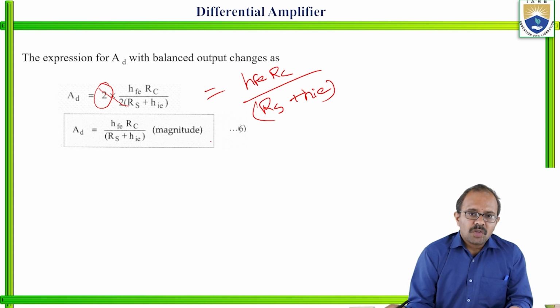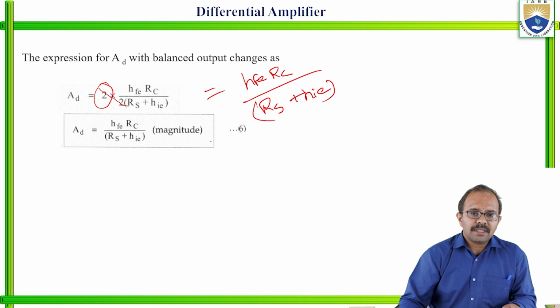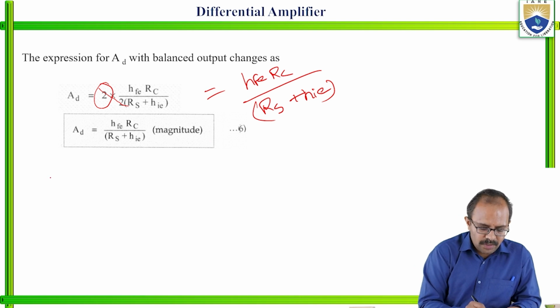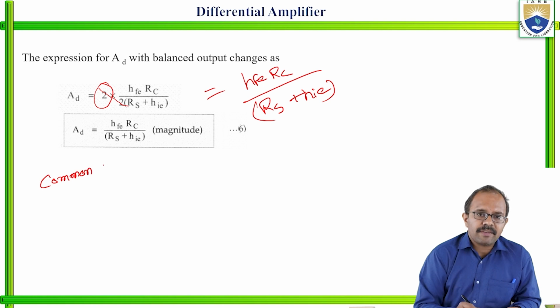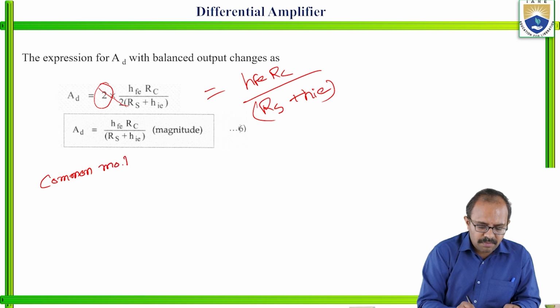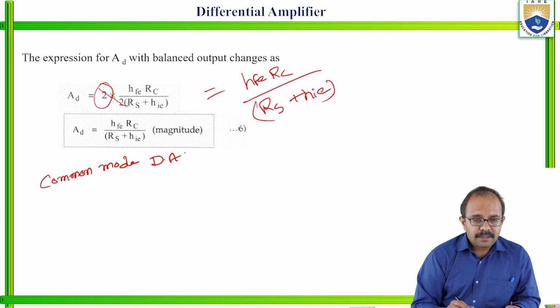And similarly, we need to determine the common mode gain. So I will tell you what is meant by common mode gain here. We said the differential amplifier will operate in 2 modes: the differential mode as well as the common mode. So in the case of common mode operation, there will be a common mode signal.